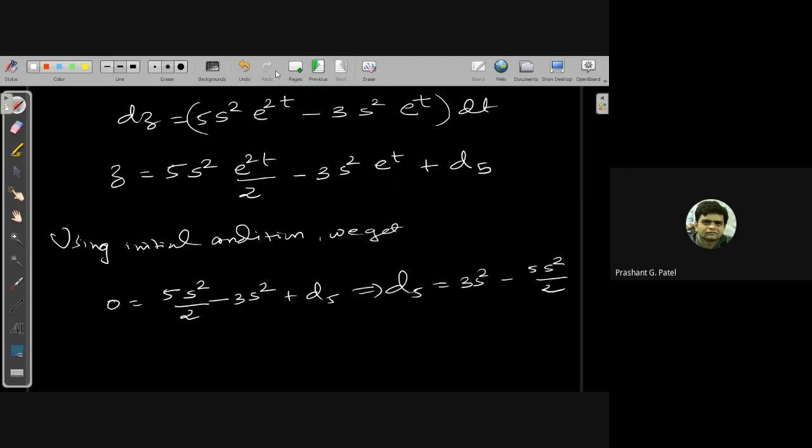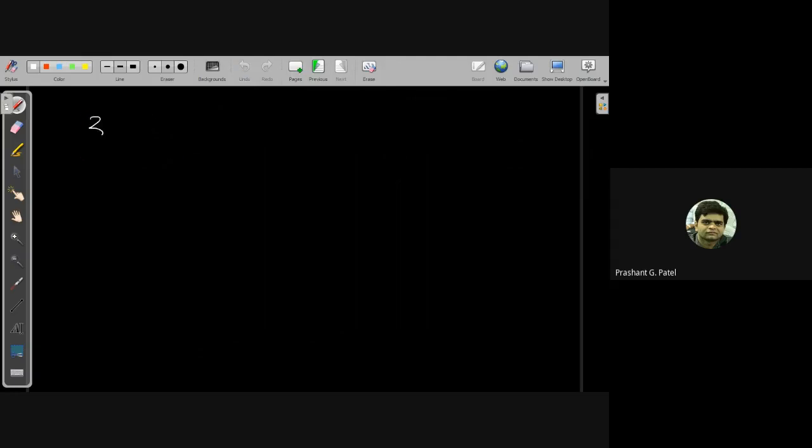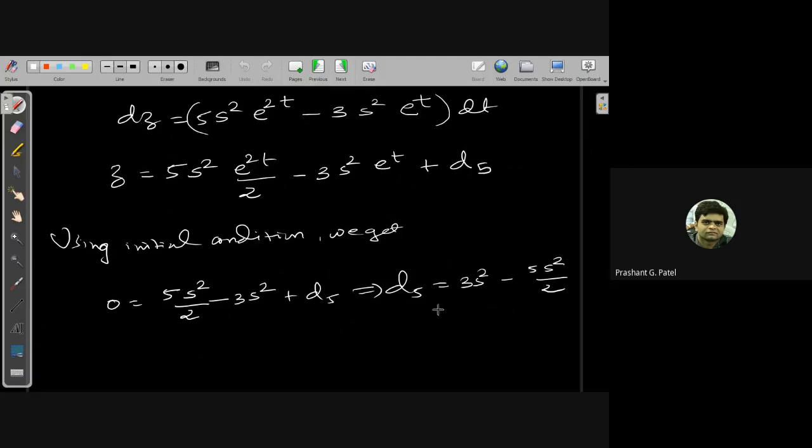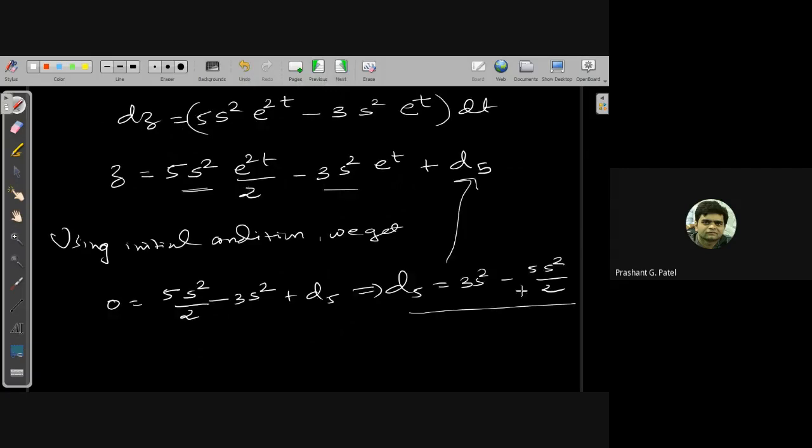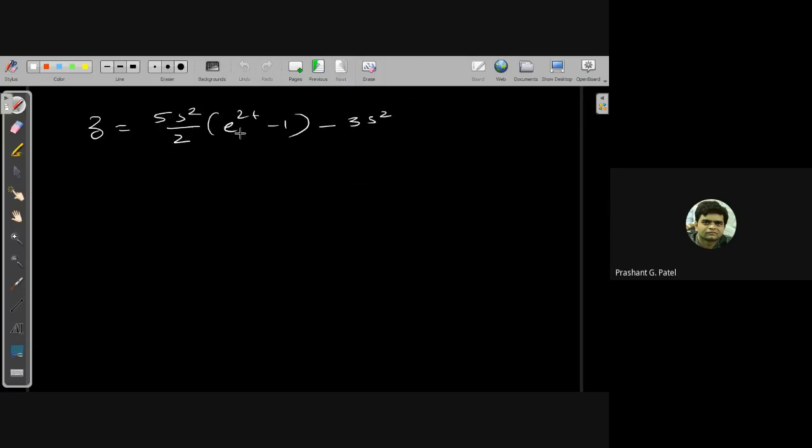So finally the value of z we got: you just substitute this value of d5 here. To substitute that, s square is common, 5 by 2 is common out. So we'll have 5s square by 2 (e power 2t minus 1), minus 3s square is common out from this one and this one, and the minus is also common, that's why it is (e power t minus 1). This will be the value of z.